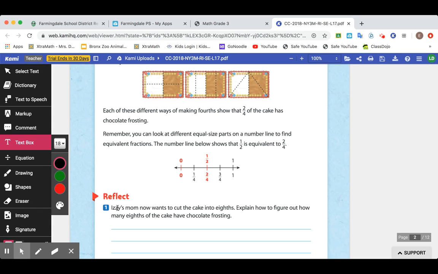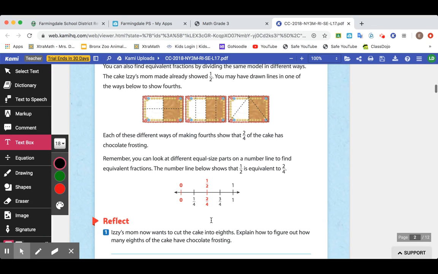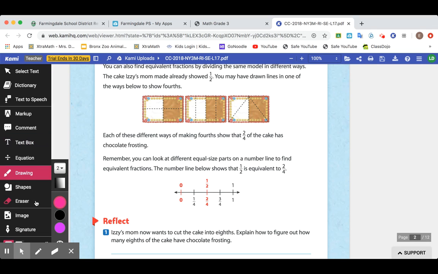Okay, so it says, Izzy's mom now wants to cut the cake into 1/8. Explain how to figure out how many 1/8 of the cake have chocolate frosting. All right, so right now they all have 4ths. So let me get my drawing tool. I'm going to go a little freehand.